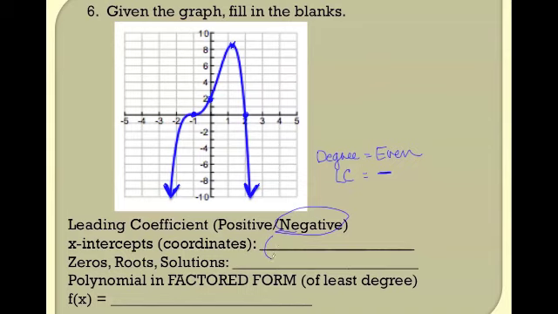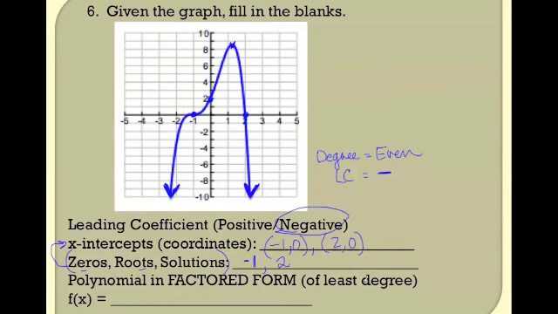The x-intercepts are negative 1, 0, and 2, 0. The zeros, roots, or solutions, that's all the same meaning, just different words for the same thing. And it's really referring to our x-intercepts. It's the same place, just a different way of expressing it. The zeros are negative 1 and 2.